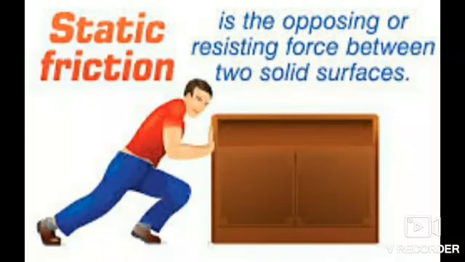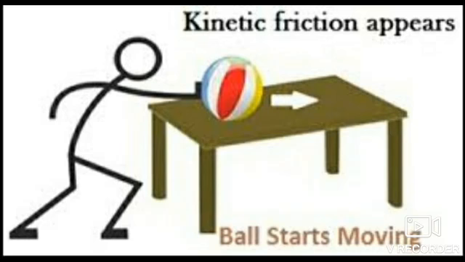And now we will come to kinetic friction. Kinetic friction is the friction between objects in motion. The surface of the object producing friction should be dry. It is a product of the coefficient of kinetic friction and the normal reaction force. It occurs when two surfaces are in motion relative to each other.